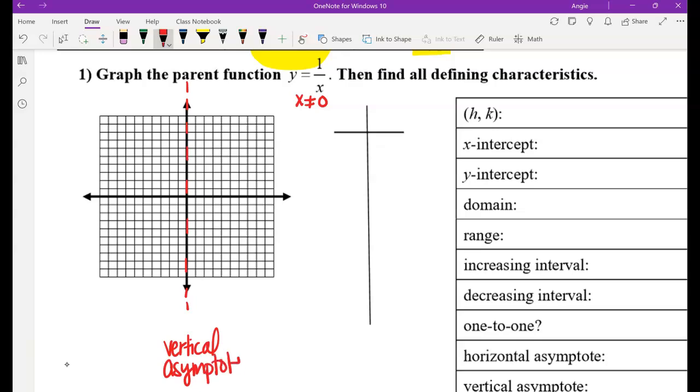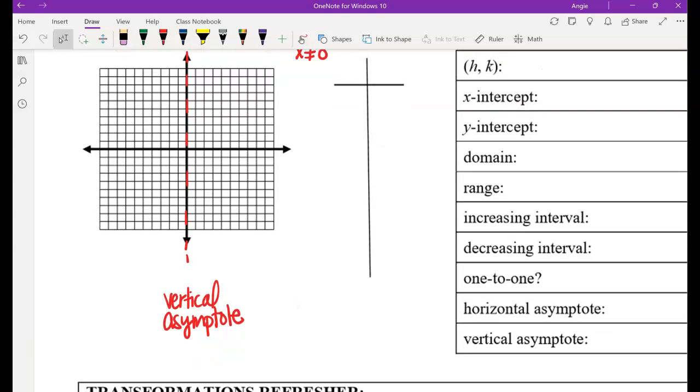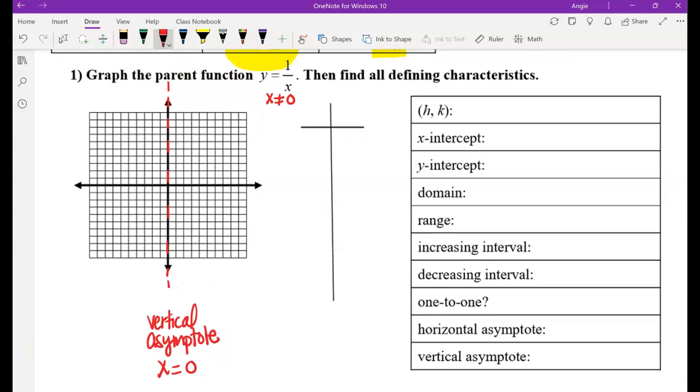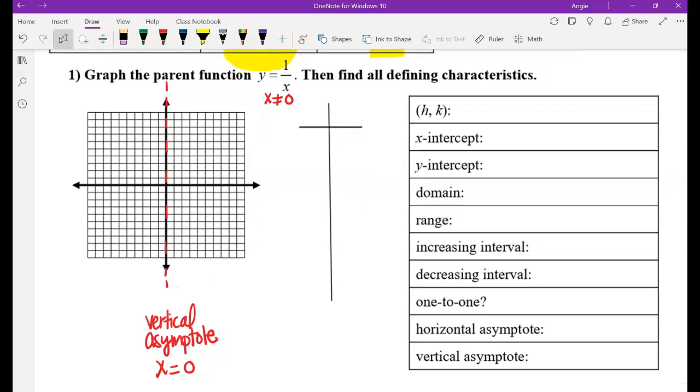Now, a vertical asymptote represents what x cannot be. Sometimes we have more than one, but in our class this year, we are only going to have one vertical asymptote. It represents what x can never be. But when we write the equation, students, we write x equals 0, okay? So that means we cannot pick 0 for our x values. So that means we can pick some negative values, some positive values, just not 0, okay?